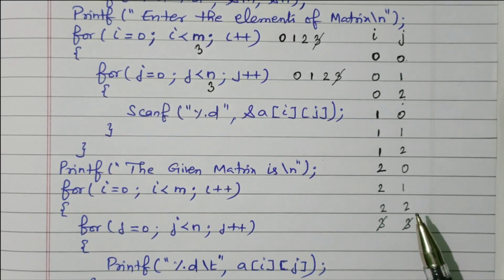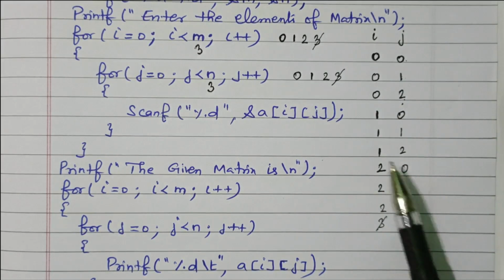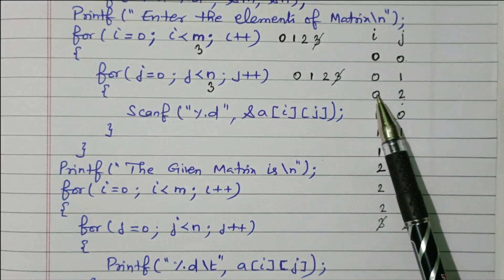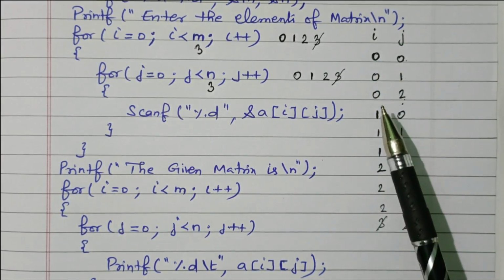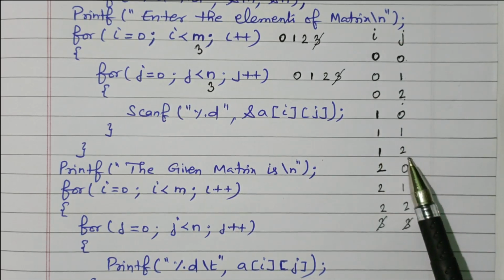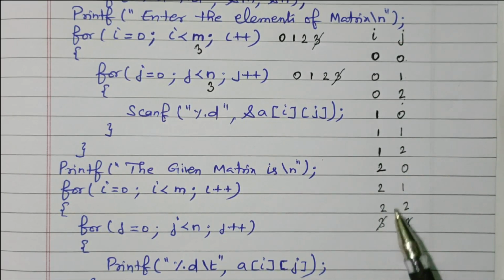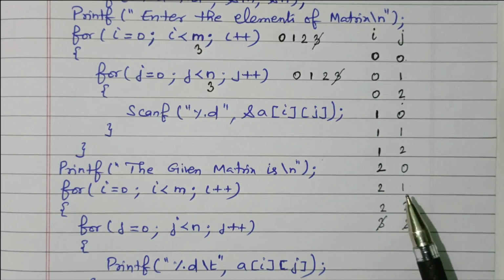The 9 elements the user entered are arranged in this order: 0, 0, 0, 1, 0, 2 is the first row with 3 columns; 1, 0, 1, 1, 1, 2 is the second row with 3 columns; 2, 0, 2, 1, 2, 2 is the third row with 3 columns. So this is what we discussed earlier, right?